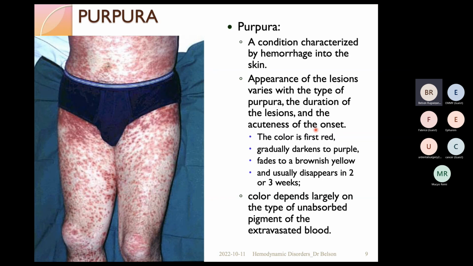First of all, when the blood goes out from the blood vessel, it is red. But gradually it becomes purple, and then it starts becoming brown.